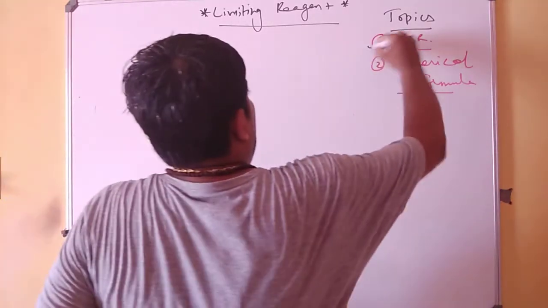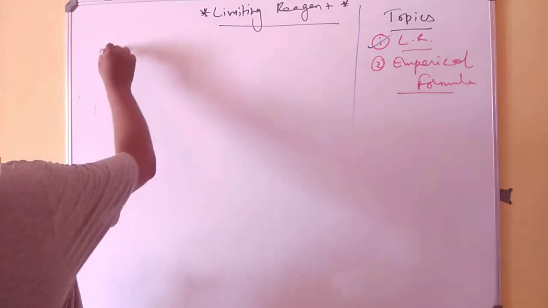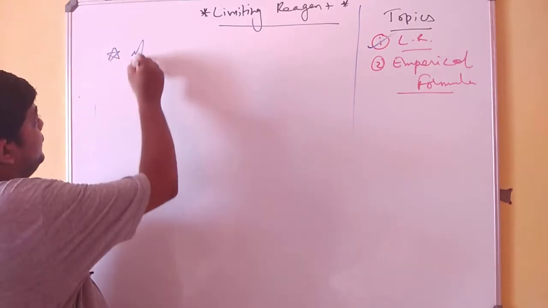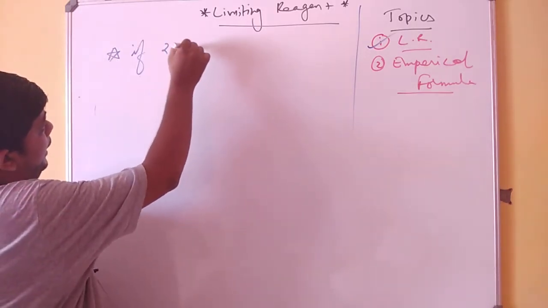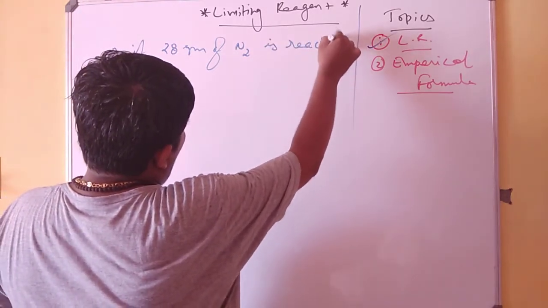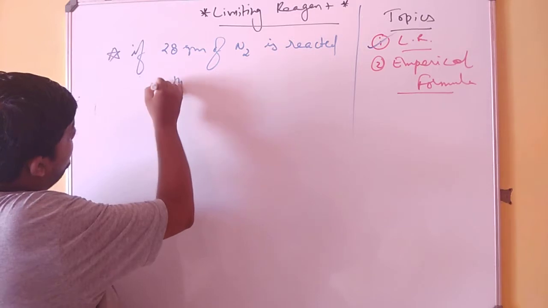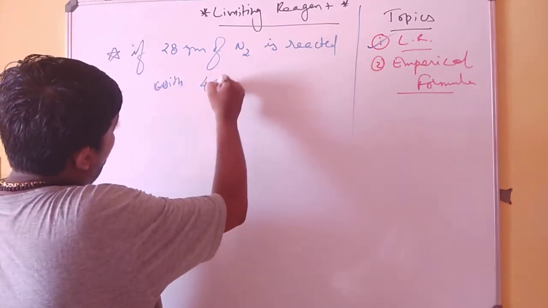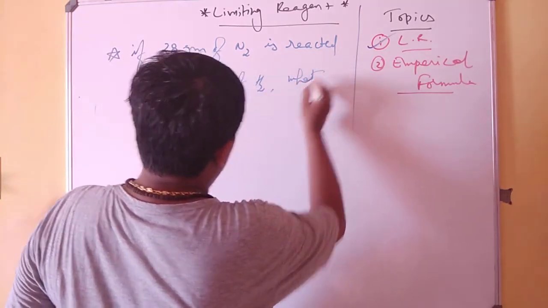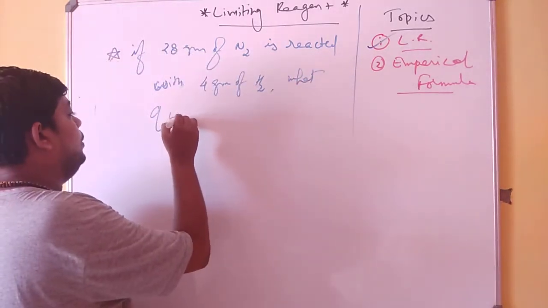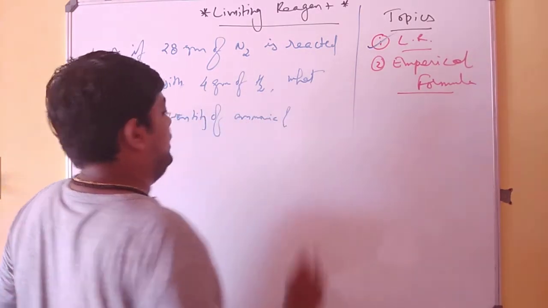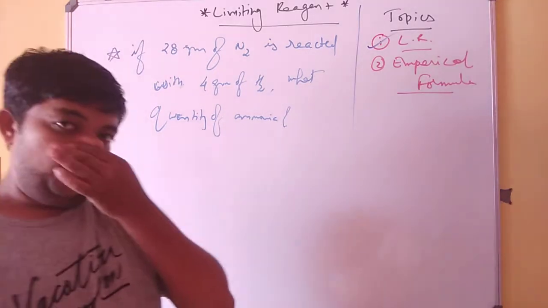So in limiting reagent, let us take another example, and now I am making the question more detailed. If 28 gram of dinitrogen is reacted with 4 gram of dihydrogen, what quantity of ammonia is obtained?